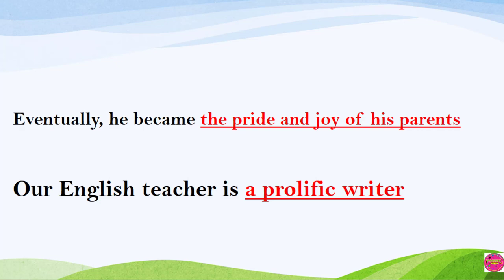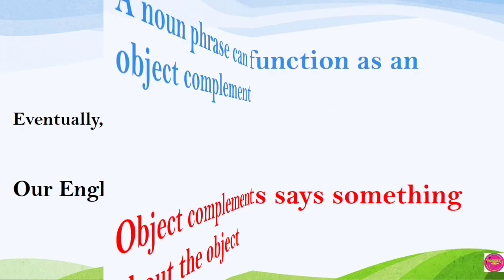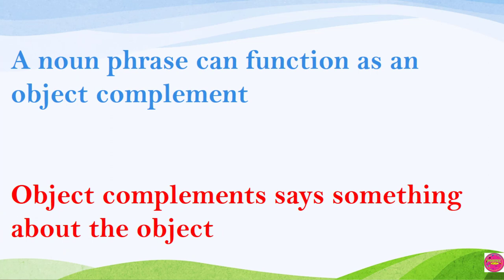In the second expression, who is a prolific writer? Our English teacher. So, a prolific writer says something about the subject of the sentence, which is our English teacher. A noun phrase can function as an object complement. Object complements say something about the object. Let's consider these examples.